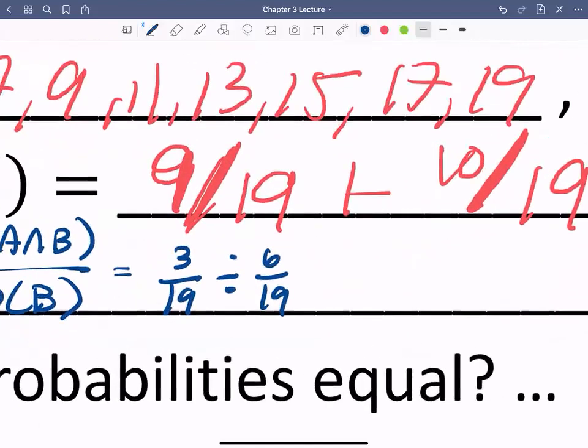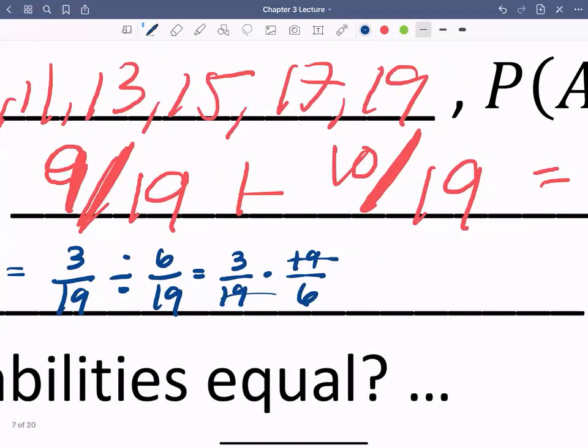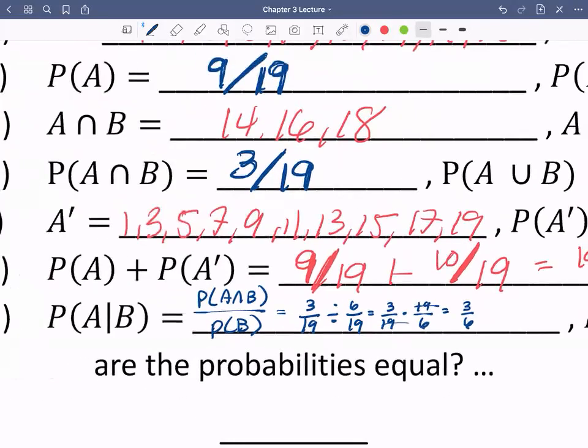Well, in order to solve this, this is a fraction divided by a fraction. I'm going to keep the fraction, change the division to multiplication, and then flip the other fraction. When you have a fraction divided by a fraction, it's like taking the original fraction and multiplying it by the reciprocal. So 3 over 19 times 19 over 6. These cross cancel, they divide each other out, so I'm left with 3 over 6. You don't need to reduce it, just leave it as 3 over 6. So what's the probability of A given B? It's 3 over 6.